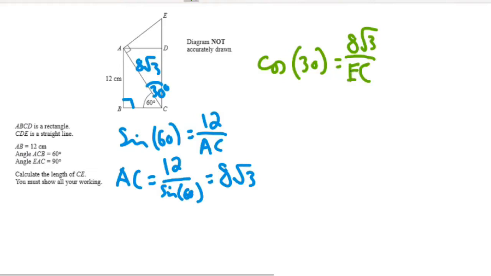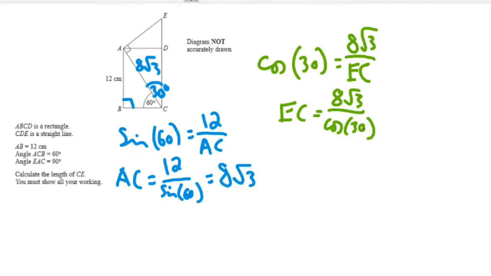Once again, the thing we're looking for is in the denominator, so we'll just switch the places. So your EC is going to be the 8√3 over cos 30. Once again, we can just put this into our calculators, and that's going to give you a value of 16, exactly 16 centimeters.